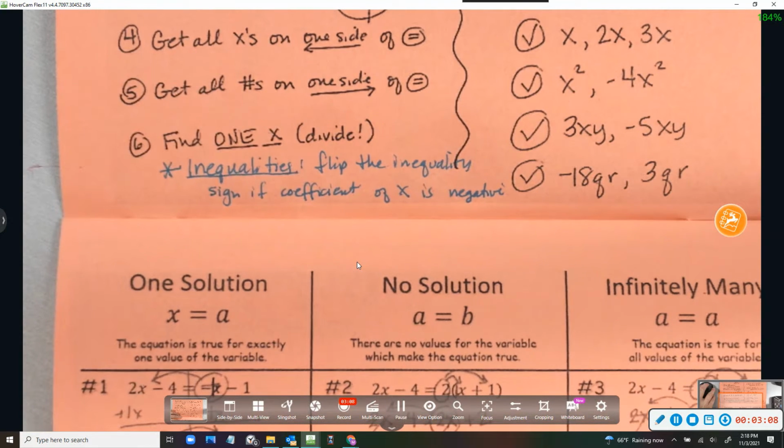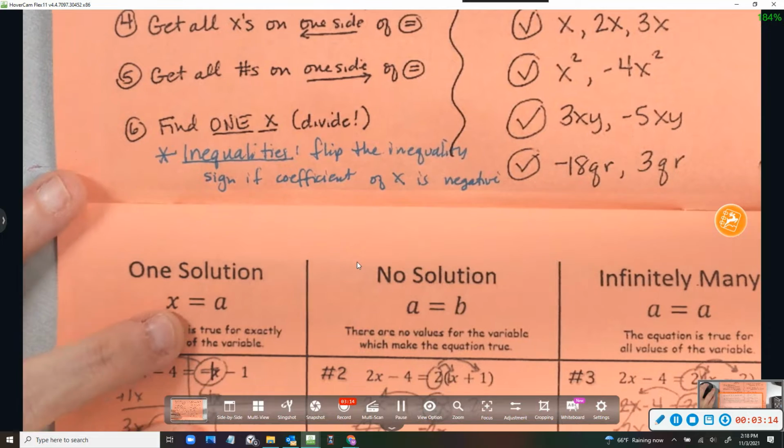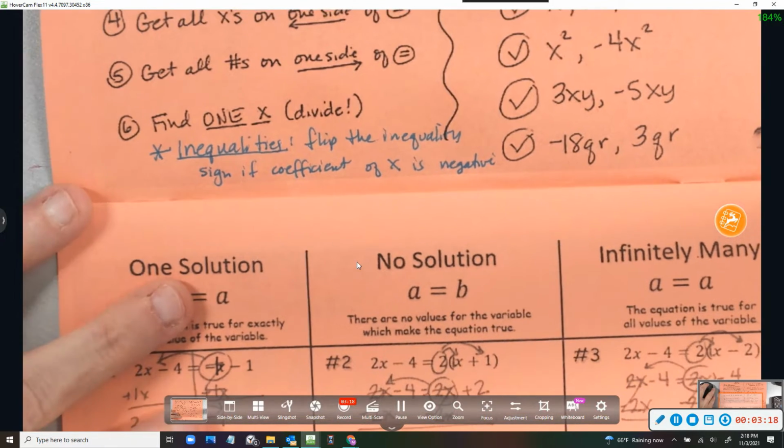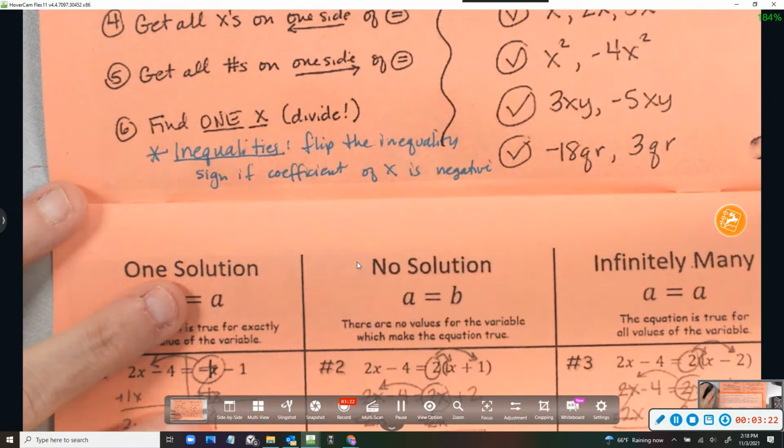Okay? So if you don't understand why, that's fine. Just understand what: when you multiply or divide by a negative, you're going to have to flip that inequality sign. What I mean by that is you're going to reverse it. So if it was greater than, now it's going to become less than.